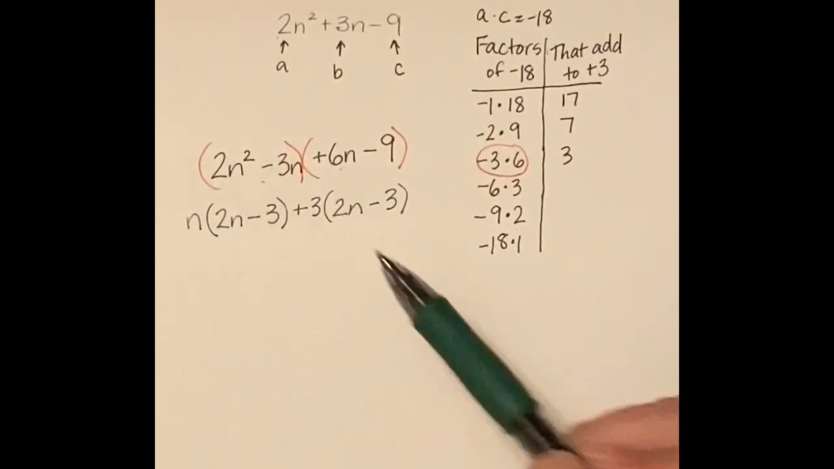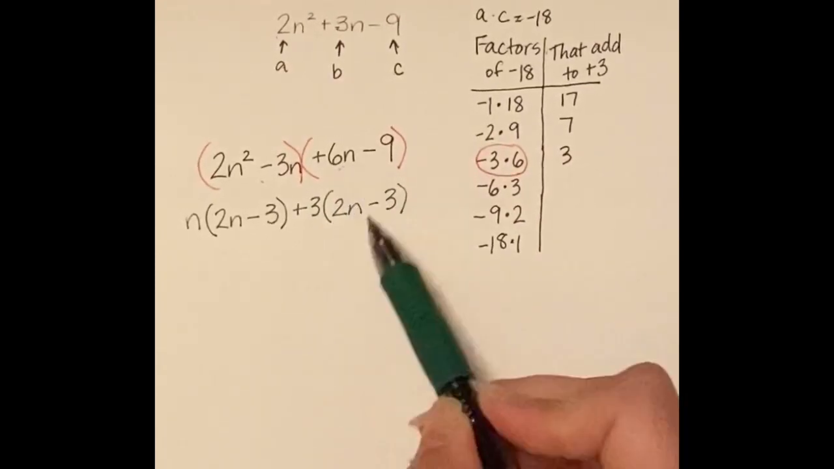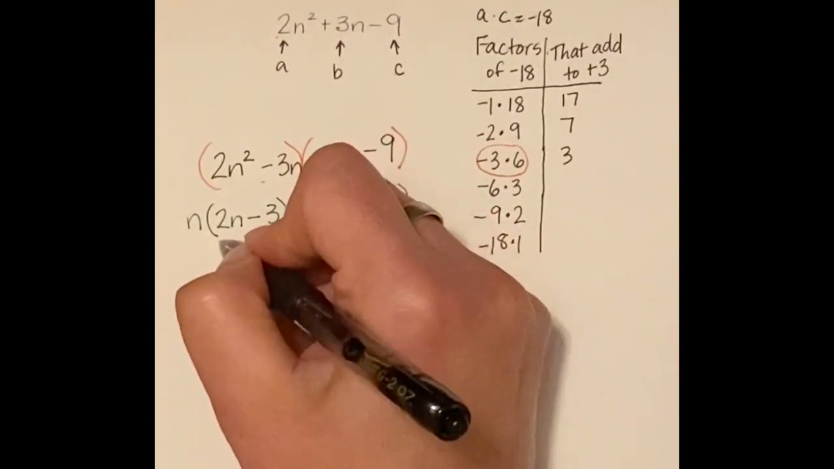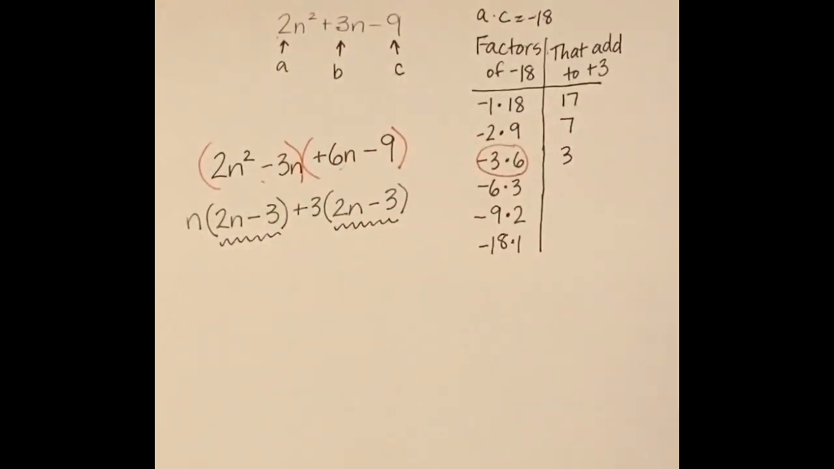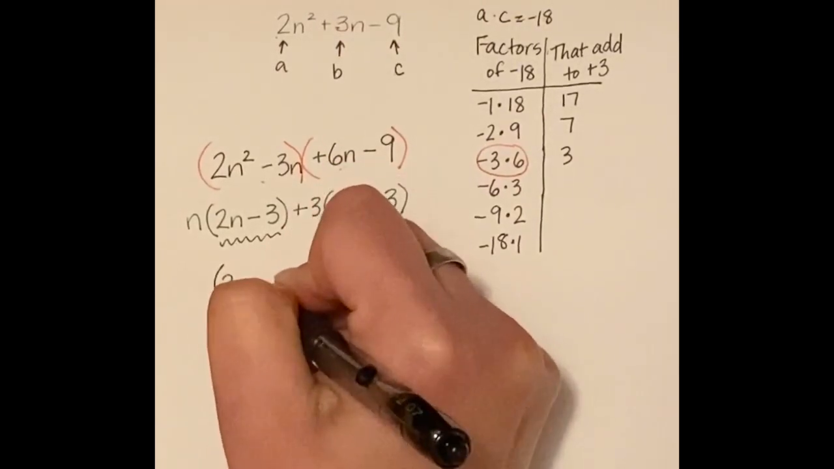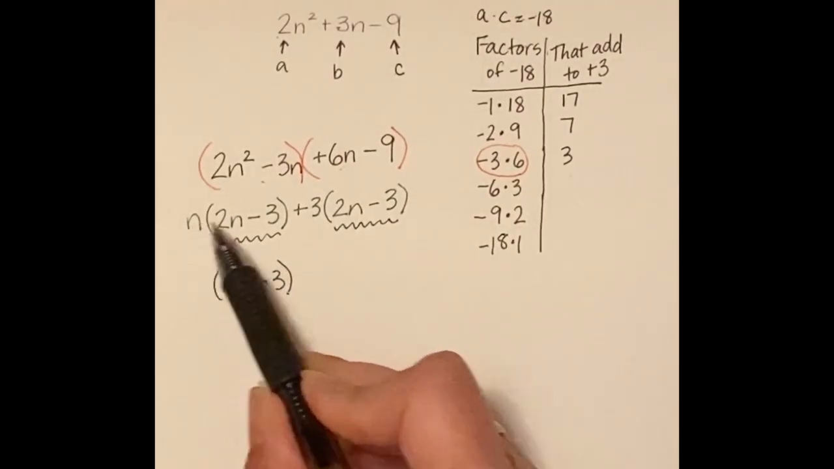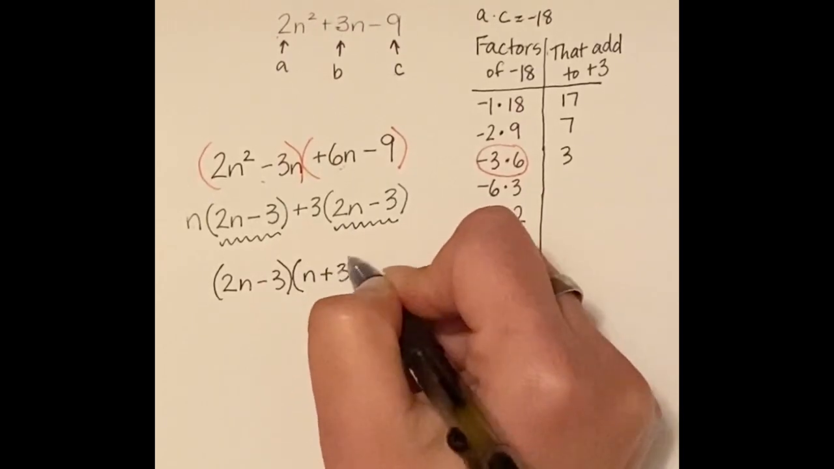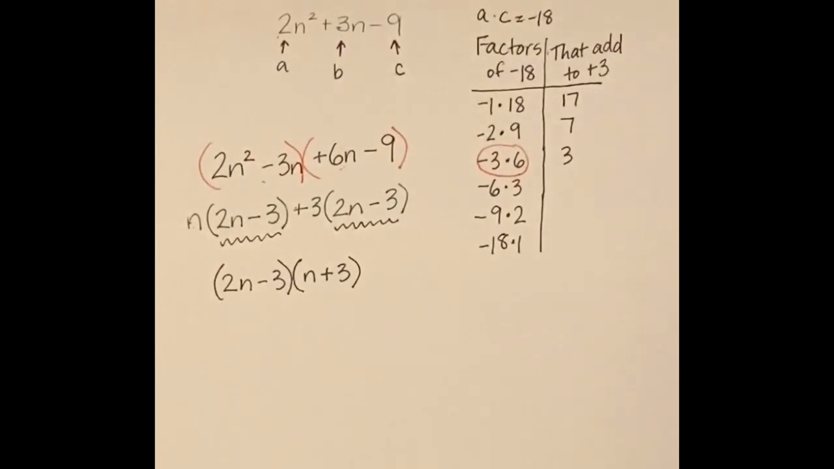So n times 2n is 2n squared, n times -3, -3n, 3 times 2n is 6n, and 3 times -3 is -9. Phew, okay, we're doing all right here. Check this out. Remember, when you're grouping, you're hoping that these parentheses match, and we are lucky that they do. So that matching parentheses is going to be part of your final answer. That's one of the factors. And then everything that's outside is going to be grouped together in one parentheses as well. So I've got my n plus 3 there for my second binomial.